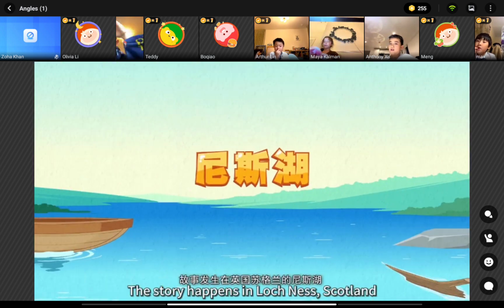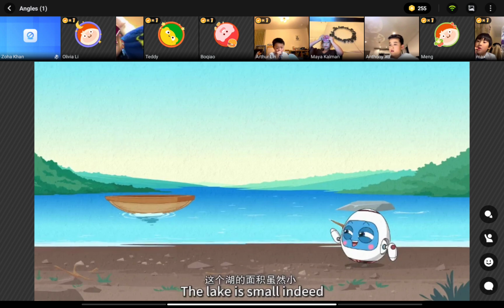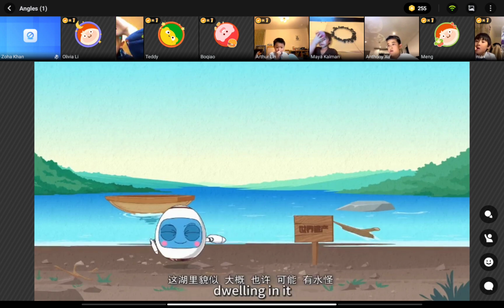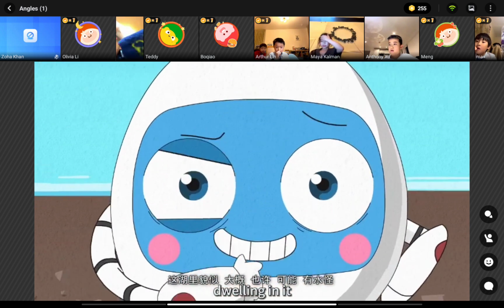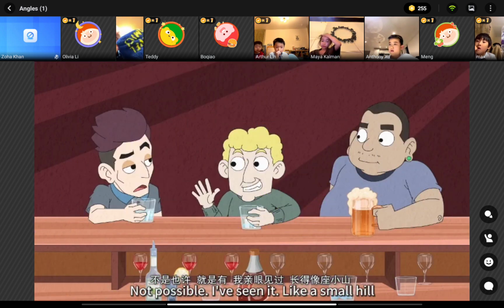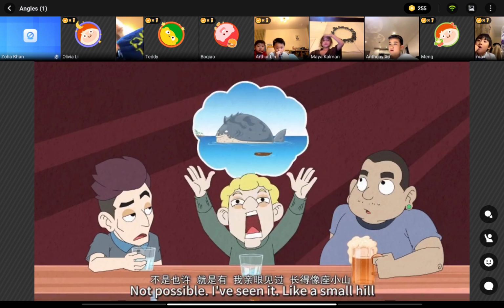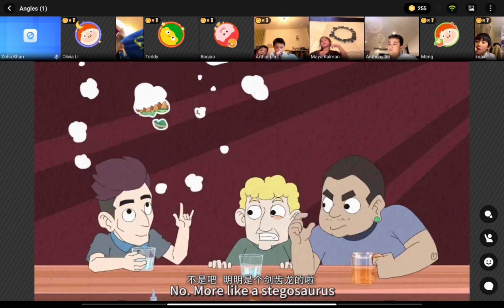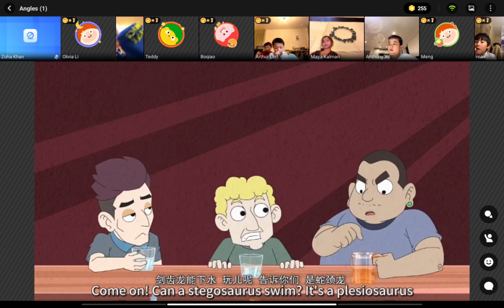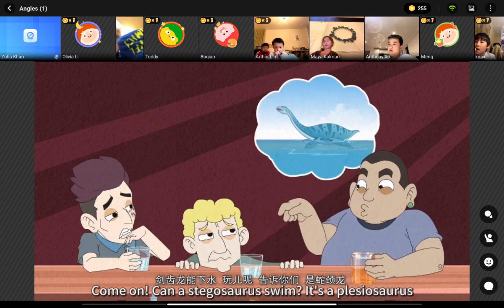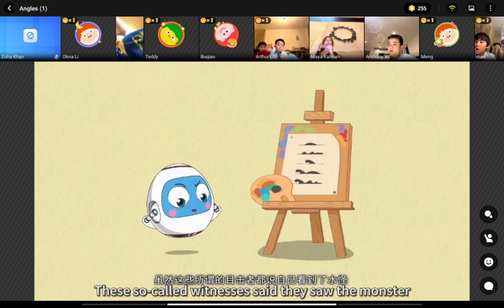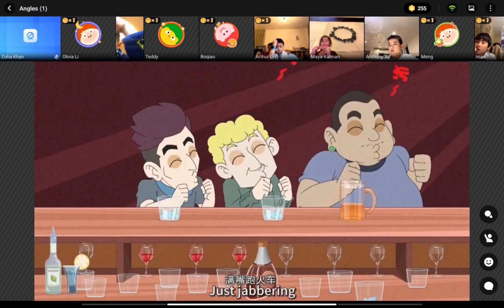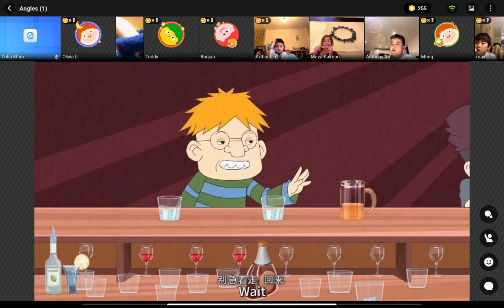The story happens in Loch Ness, Scotland. The lake is small indeed, but it's super famous for a monster possibly dwelling in it. Not possible. I've seen it. Like a small hill. No, more like a stegosaurus. Come on. Can a stegosaurus swim? It's a plesiosaurus. These so-called witnesses said they saw the monster, but nobody had a proof. Just jabbering about it. Wait!